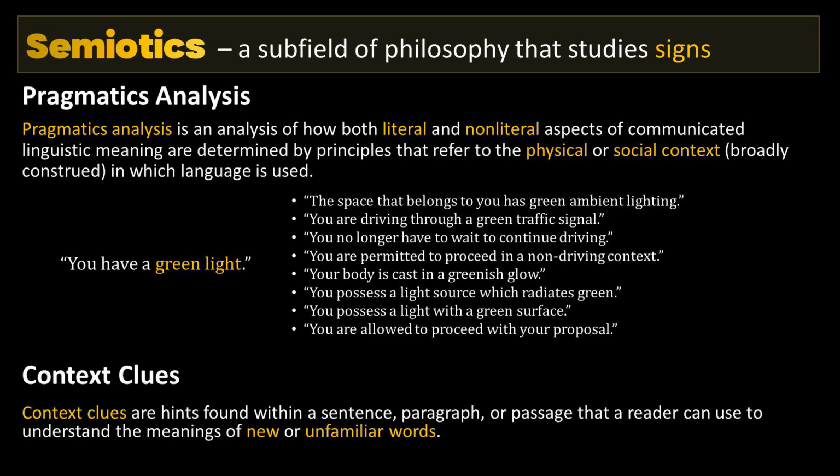Beyond structure and alternatives, meaning is also shaped by pragmatics, that is, by context. Pragmatic analysis looks at how both literal and figurative meanings are determined by the physical or social setting. For example, the phrase, "you have a green light," could mean you are permitted to proceed, you are at a traffic signal, the lighting in your area is green, or even that your proposal has been approved. Here, context is everything.